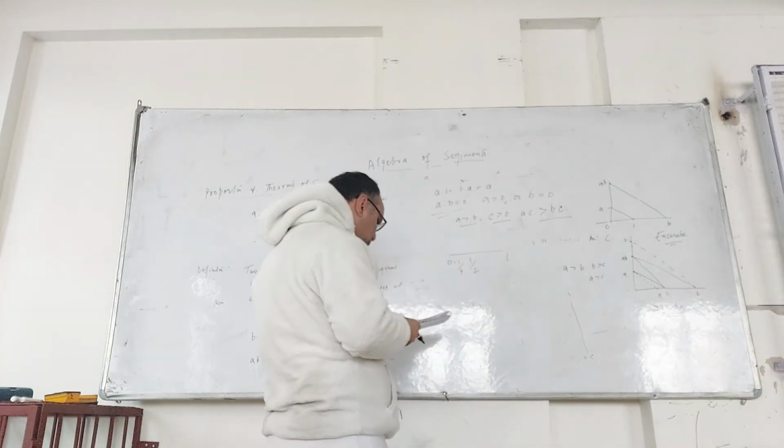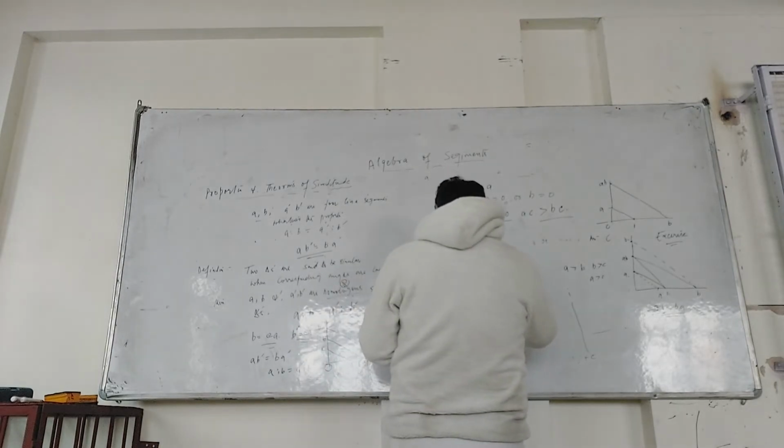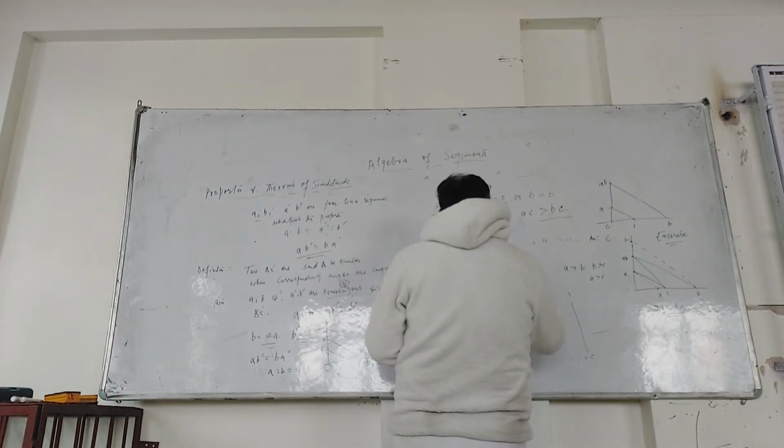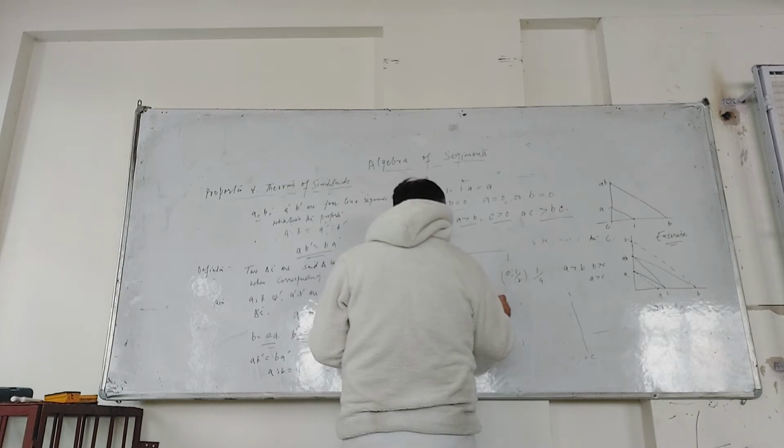So between 2 points you can construct numbers from 0 to 2, for example, you can have 1 by 2, and so on and so forth. So you can construct 0 times.